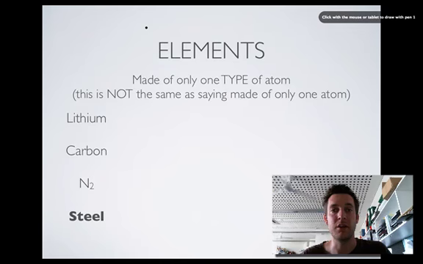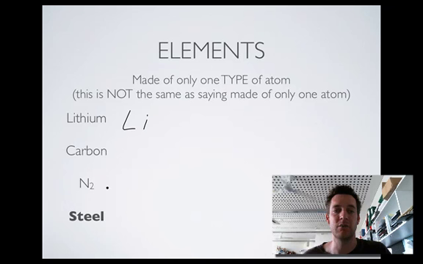So if we look at lithium, for example, you could look lithium up in the periodic table. You could find its symbol. You'll find all the elements in the periodic table. They're all the elements that we've discovered. Lithium has the symbol Li, and if I had some lithium, it would only have lithium atoms in it. That's what it means to be an element. If I had some carbon, symbol C, that would also only have carbon atoms in it, so it's an element.